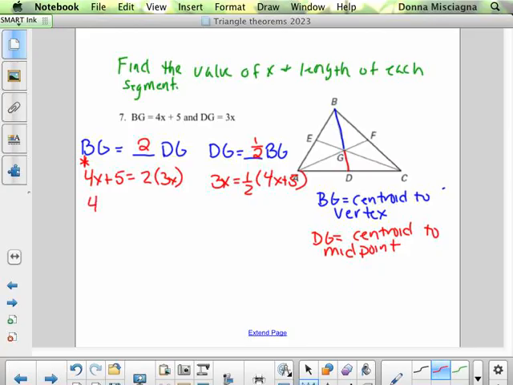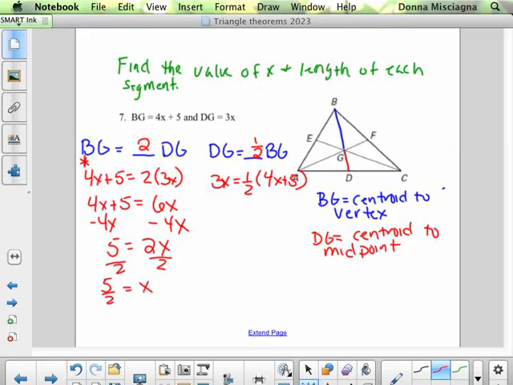So we have 4x plus 5 equals 6x, and then subtract 4x from both sides. So 5 is equal to 2x, and then divide by 2, 5/2 is x.